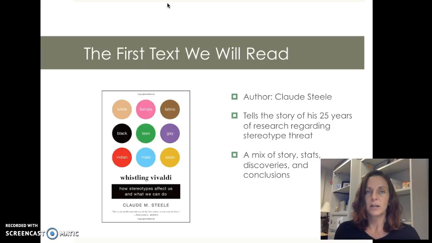The first text we'll read after you do your summary is called Whistling Vivaldi. We're going to read the first 3 chapters, and it's written by a researcher named Claude Steele, who has worked for 30 plus years in looking at the issue of stereotypes and doing research in this area. What I like about the book, and what students tend to like, is a mix of story, his personal story, a lot of stats, discoveries that he's made, scientific discoveries, and conclusions he's come to.